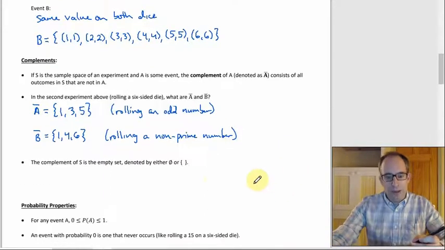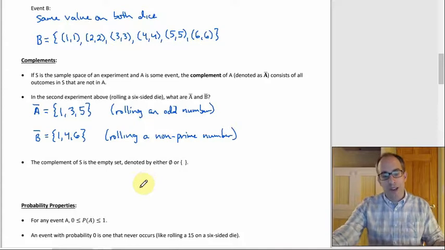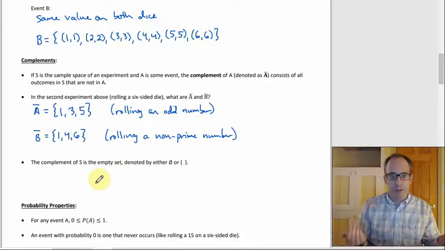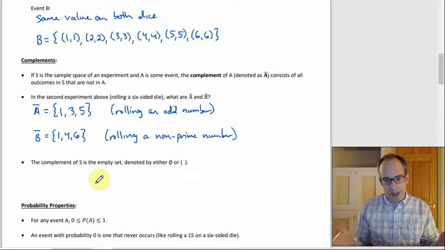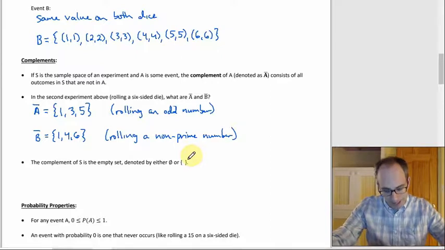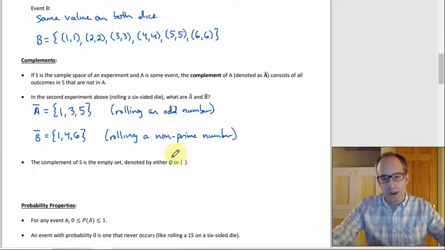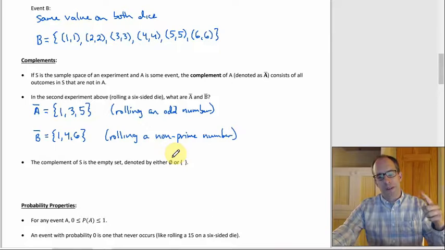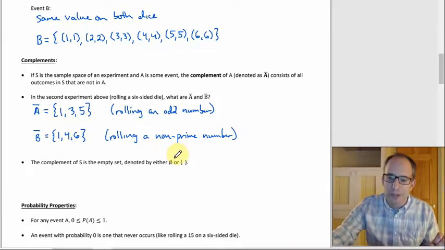All right, and then what happens if your event is equal to the sample space? If it's everything, well then the complement would have to have nothing in it, and that's what you get. So the complement of the sample space is the empty set, denoted either by the brackets with nothing in between, a very literal interpretation of empty set, or this, where it's kind of like a circle or an oval. It's really supposed to be more like a circle, but that one looks a little stretched out.